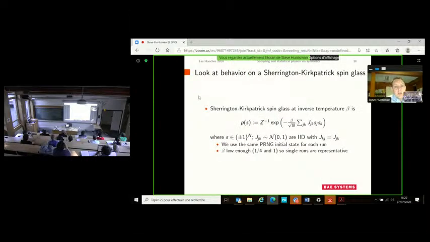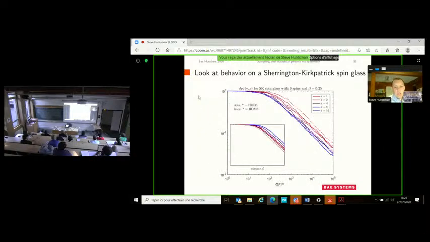So let's see how these work. I'll take a Sherrington-Kirkpatrick glass, and we'll use the same random numbers for each run. We'll just do a single run so we can see how things play out. And we'll do a low inverse temperature. These single runs actually tell us something. So what I'm showing here is a log-log plot: number of steps of the algorithm against the total variation distance between the ground truth and the empirical distribution.